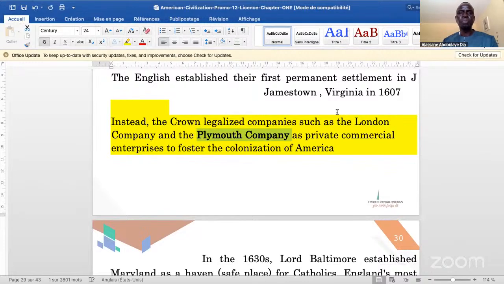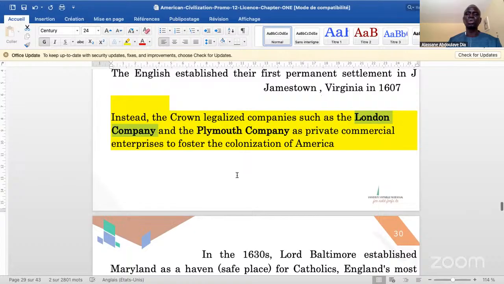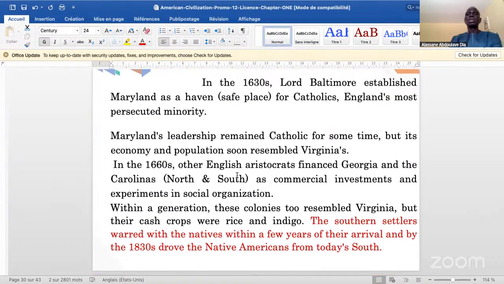Class, that's why it's important to follow the lectures. The questions that I ask, even when I lecture, you should know them. So in the 1630s, all right, Lord Baltimore established Maryland. So you see that expansion started. More colonies were settled.